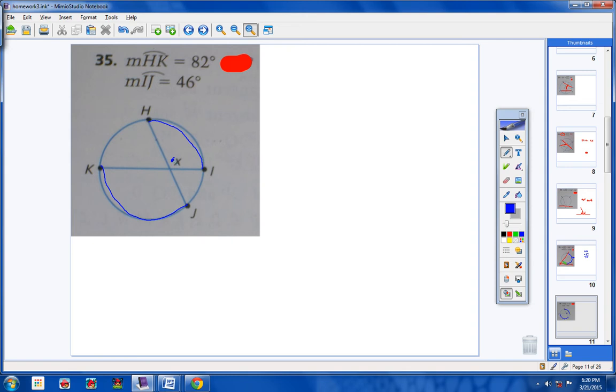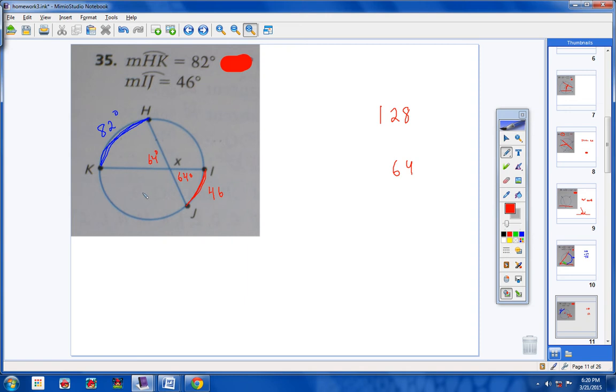So let's see what they give us. They give us HK, so let's do that in blue right here. HK is 82 degrees, and IJ right here is 46. If I add those two together, I get 128. Add these two arcs together, then divide by 2, you get 64. That means this angle right here is 64 degrees, and this angle right here is 64 degrees.